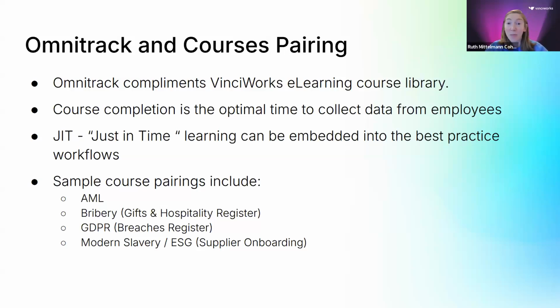And examples of the types of courses that are collected together with the Omnitrack workflows are AML, bribery, which was the Gifts and Hospitality Register, GDPR breaches register, and modern slavery, which connects to our supplier onboarding.